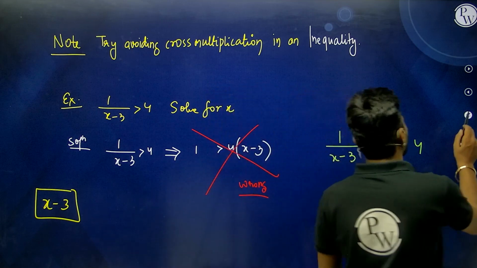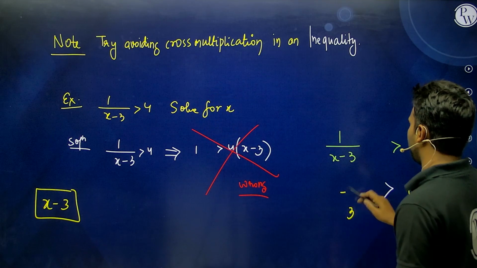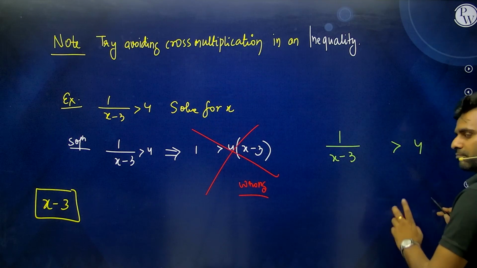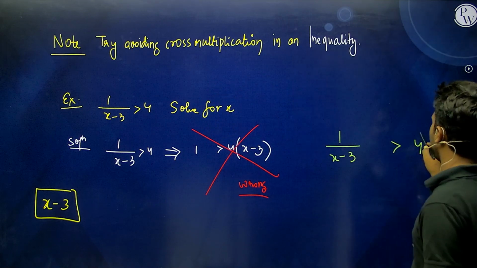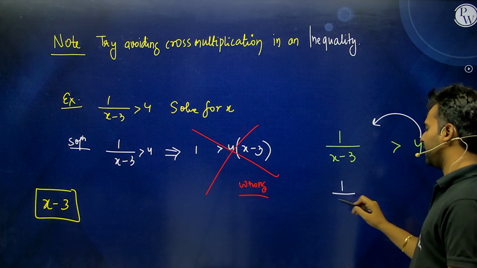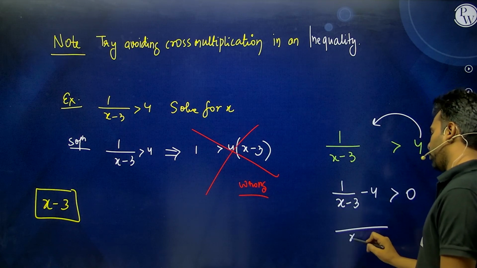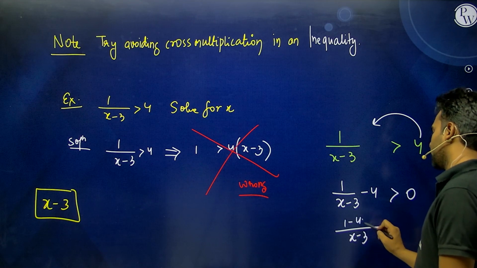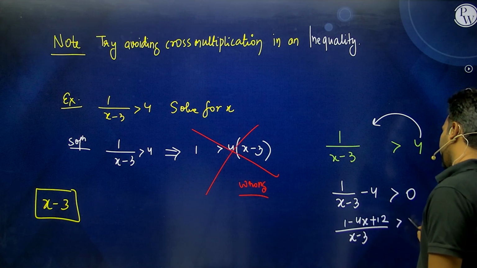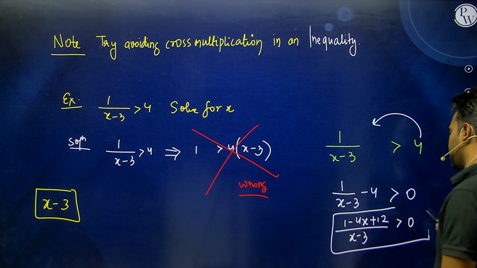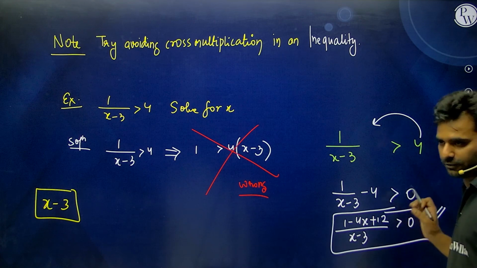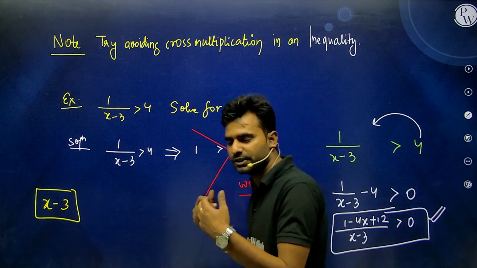So what should we do? Rather, if you want to solve this kind of problem, we should not cross multiply. Rather we should take this 4 onto the left hand side. And now we should take LCM. I hope you know how to take LCM. So this will become something like this, and you can now solve it comfortably because you know how to solve inequalities like this. If you don't know, I'll tell you in this session itself.